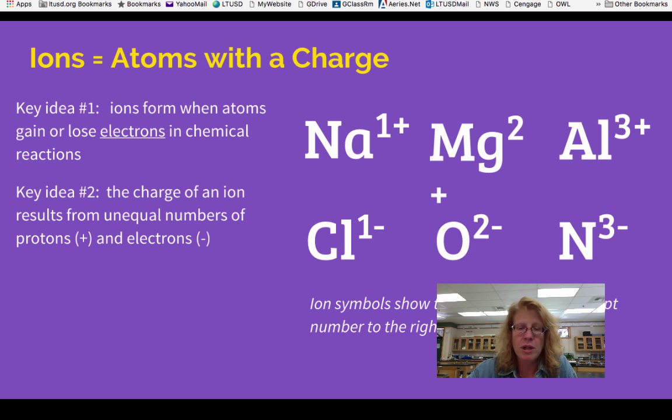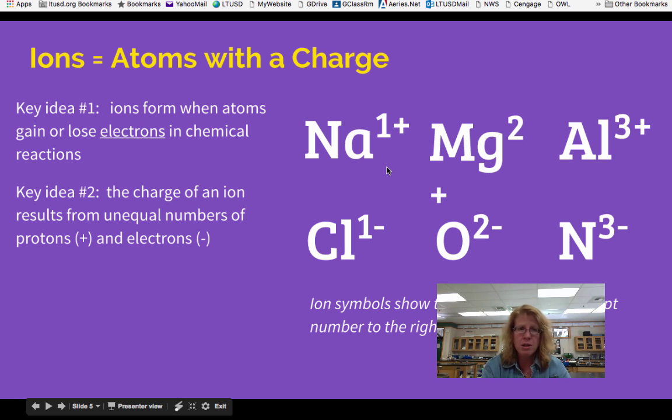Up on the screen here, there's a couple of different sample element charges that you'll see. I don't know how this plus ended up down here. This plus should be up here by Mg. It should be Mg2+. So when we show ion symbols, we'll always put the charge on there with it, and it's shown as a superscript number, kind of top right. And that's how we know what the charge is.